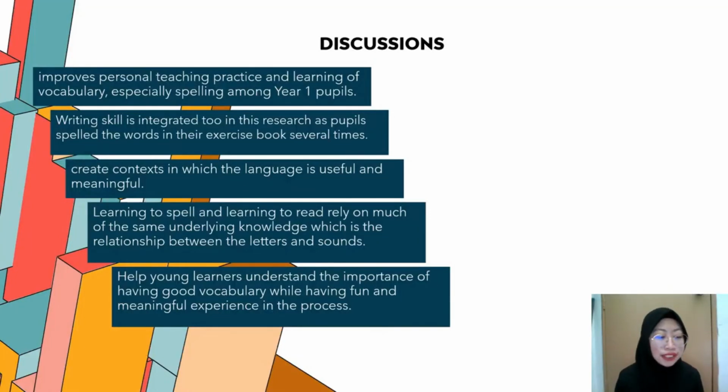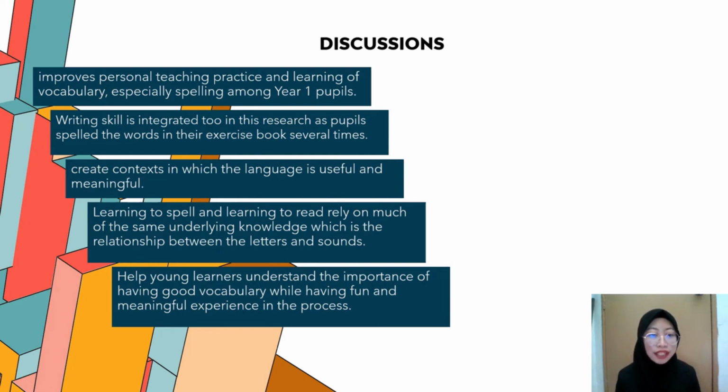The result of this study suggests that scattered letters improve my personal teaching practice and learning of vocabulary, especially spelling among Year 1 pupils. I managed to come up with other alternatives to teach spelling skill through this action research. Writing skill is also integrated in this research as pupils spell words in their exercise book or scattered letter sheets several times. Scattered letters help the teacher to create context in which the language is useful and meaningful.